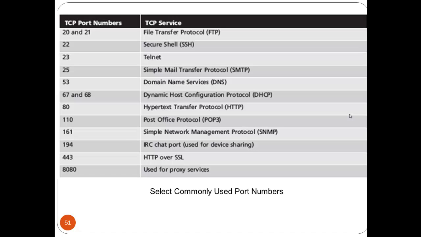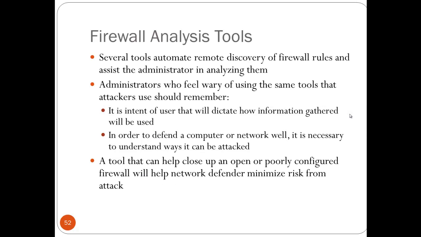Some commonly used ports that you should be scanning for and seeing if they're available. Some of them are inherently vulnerable, and if you're finding them, you should probably take steps to turn them off. Some firewall analysis tools that you can go out and use automate remote discovery of firewall rules and can really assist the administrator in analyzing the rules to determine exactly what they allow and what they reject.